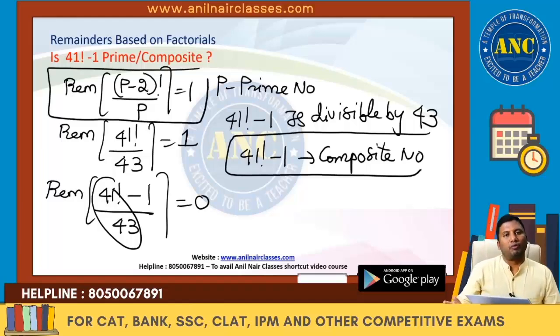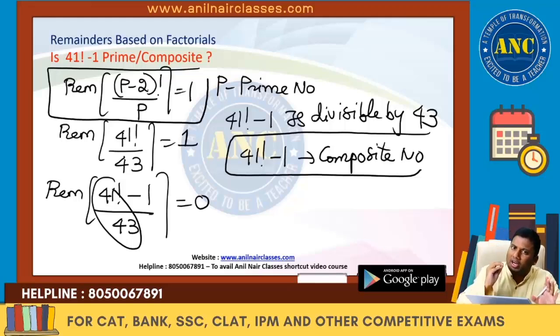(p minus 2) factorial when divided by p gives 1. Based upon that, 41 factorial by 43 is 1. So 41 factorial minus 1 is 1 minus 1, which is 0. So 41 factorial minus 1 is a composite number. Idea clear? All are conceptual understanding questions. If you know the concept, you can crack it very fast. If you do not know the concept, you will say that this question is very difficult.